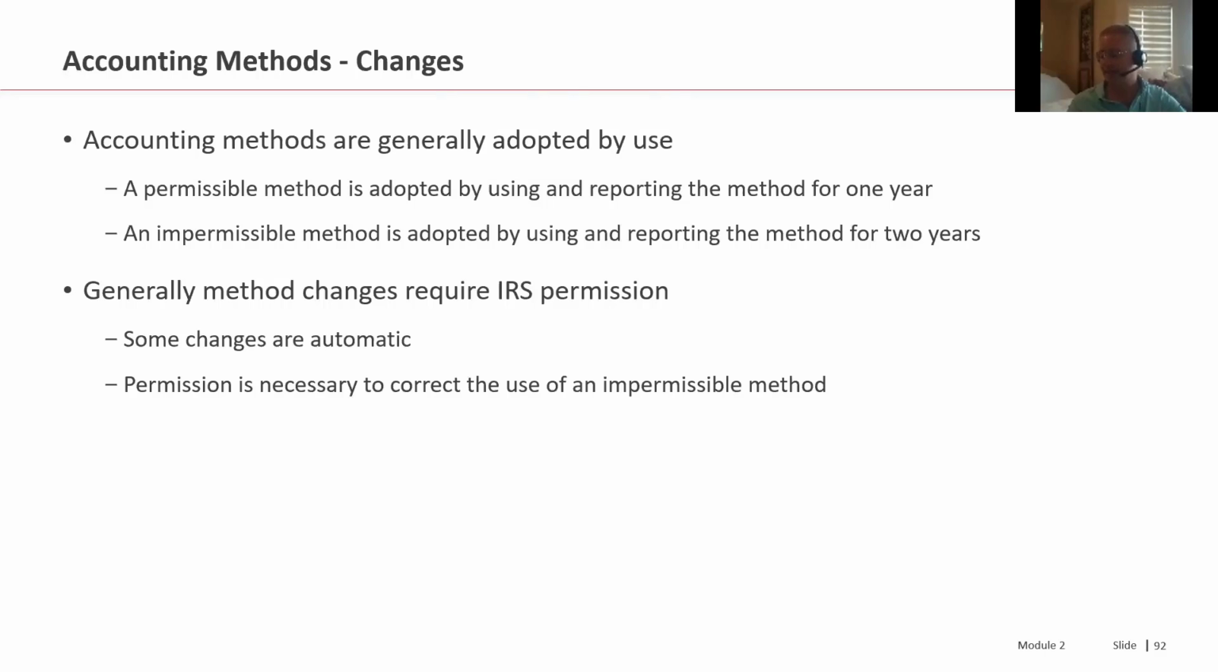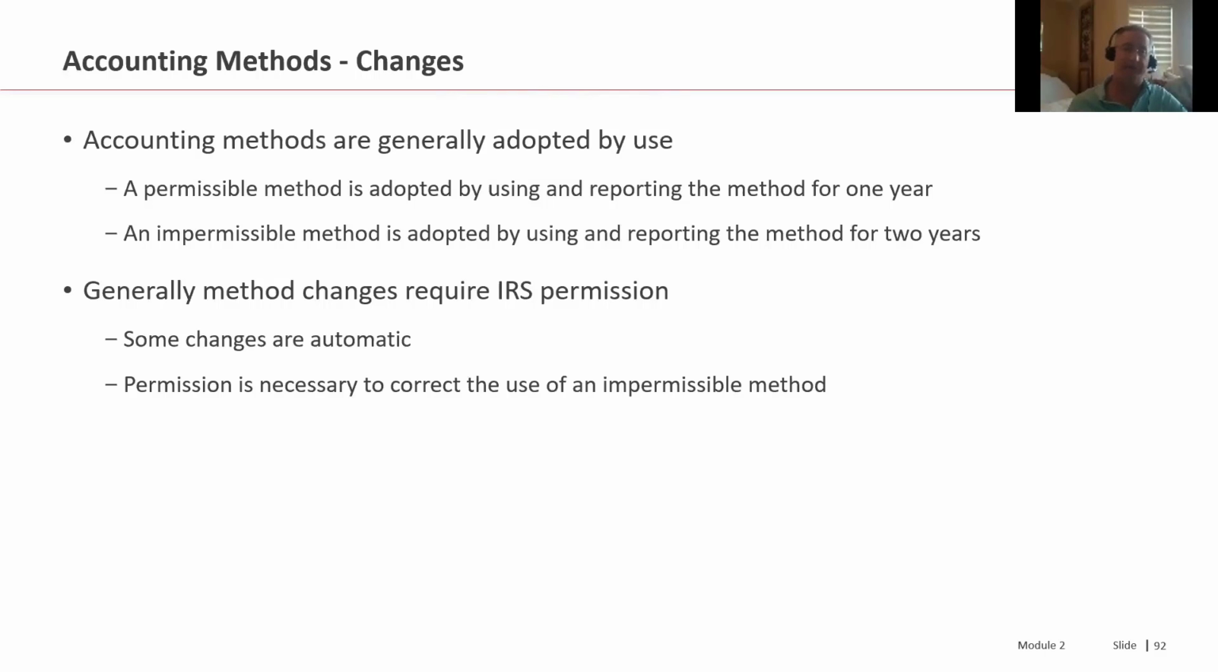So let's say that the method I want to use is I'm going to defer my revenue under the rules we just talked about on advance payments. It's an allowed method, and I use it in the first year. Now I've adopted that method, and I use it from here on out. If, on the other hand, I adopt an impermissible method, so maybe the impermissible method is I'm using the recurring item exception on something that's not recurring, and I've done that a couple years in a row. If I use it 2 years in a row, that's also adopted.